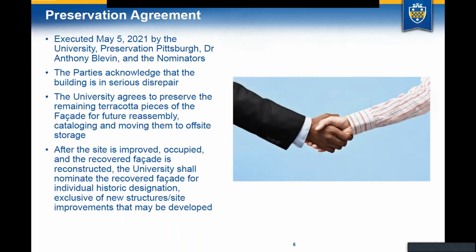So the university agrees to preserve the remaining terracotta pieces of the facade for future assembly. We want to catalog them and move them off-site in protected climate-controlled storage. After the site is improved and occupied and the recovered facade is reconstructed, the university then agrees to nominate the recovered facade for individual historic designation, exclusive of the new structure. Next slide.